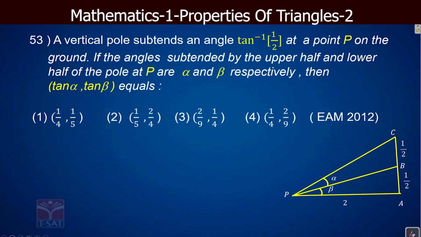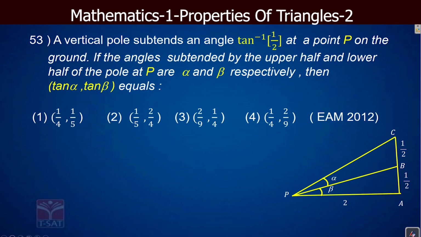EAPCET 2012 this is. See, regarding properties of triangles, in the present intermediate textbooks, there is no separate chapter for heights and distances. The heights and distances problems are applications of properties of triangles. So that's why a separate chapter is not given for heights and distances, unlike in previous years. 5 or 6 years back, there was a separate chapter for heights and distances, but it's removed because the problems are applications of properties of triangles.